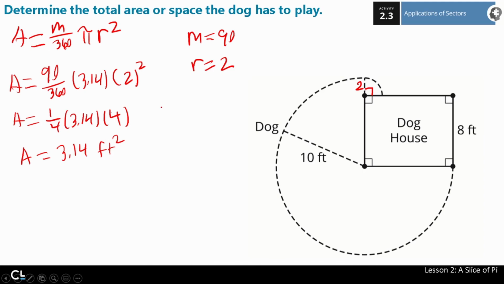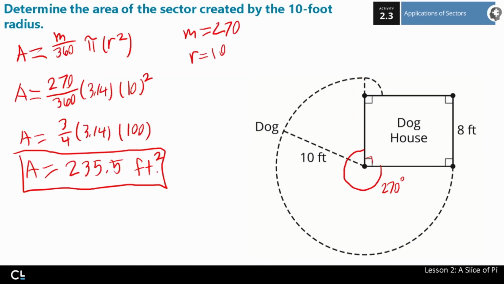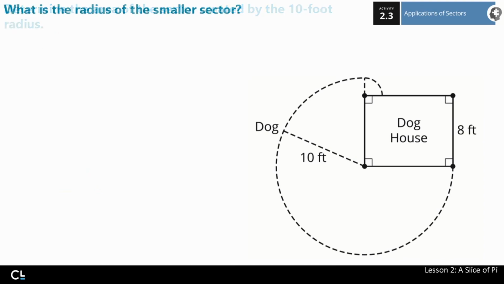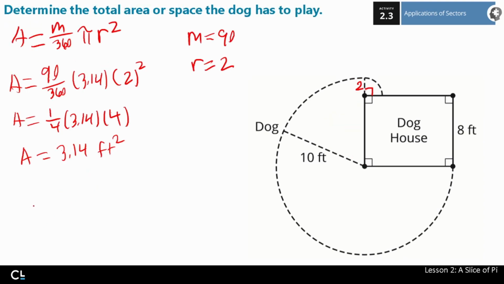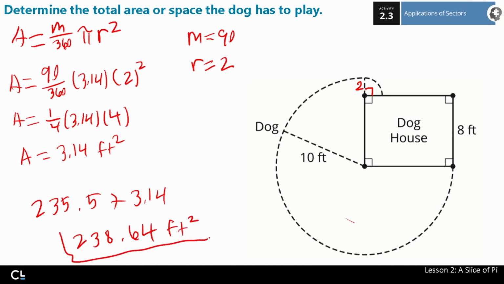And we have to go back to our last slide. What was our area for our bigger one? Or 2 slides ago? 235.5. So now we can add those together. We get 235.5 plus 3.14. And why are we adding those together? Because it wants to know all the space the dog has to play. And the dog could technically play within this space, right? So we get all of that space. So we get 238.64 feet squared. That's my final answer. That's the total area that this doggo could play.